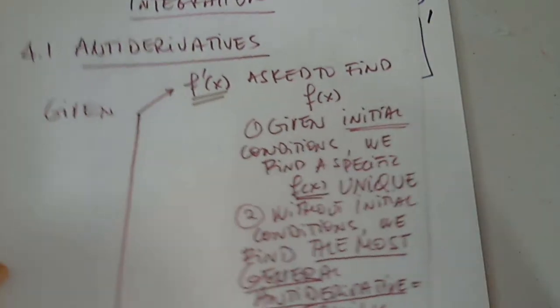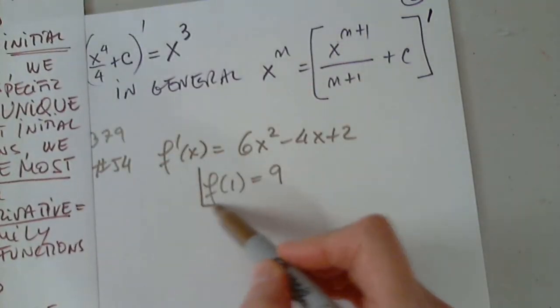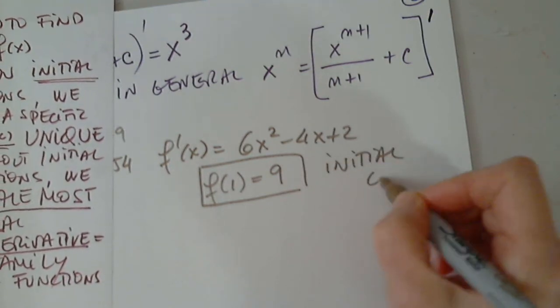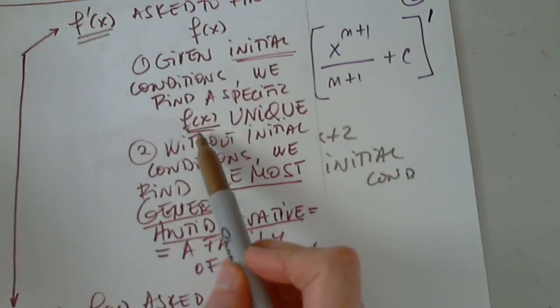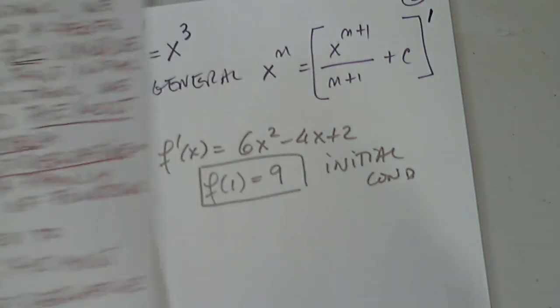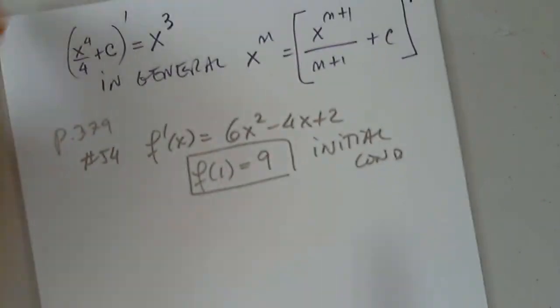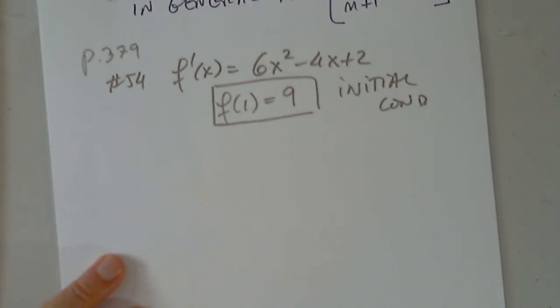So the question is giving us f prime. It's giving us an initial condition. Right here, this is the initial condition. And we're asked to find a specific, unique f of x. Not a family of functions, not the most general antiderivative. Not sure what's happening with my pages here. Okay.